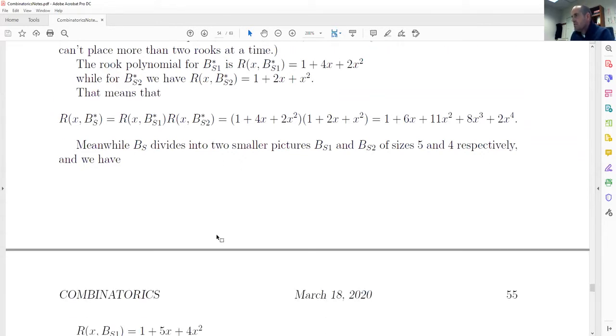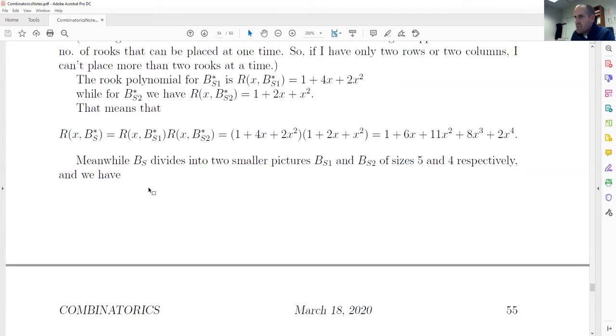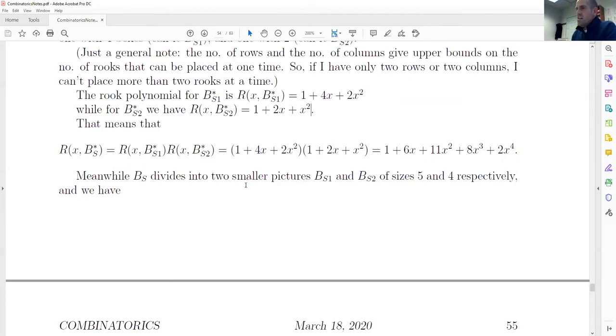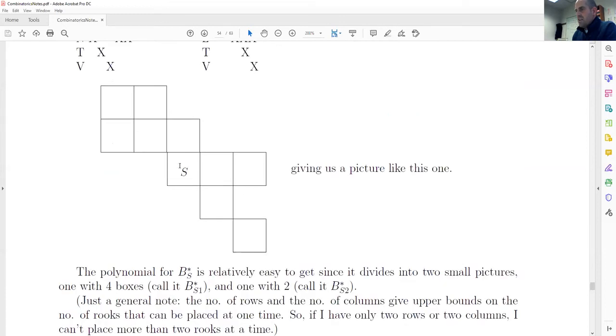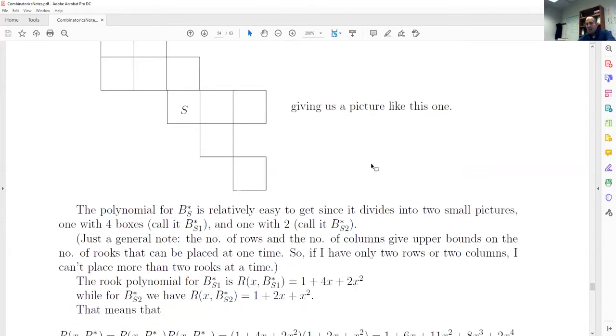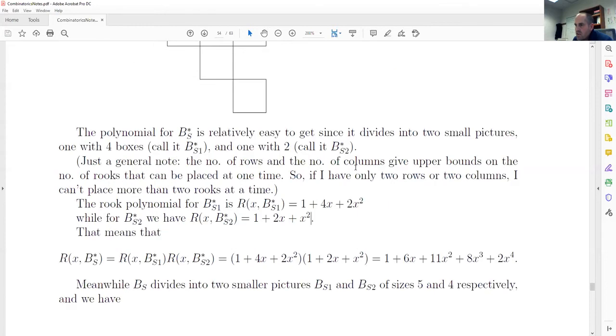Meanwhile, sounds like some kind of comic book thing here, but meanwhile, BS, okay, B sub S. Now you get rid of this guy, right? Remember, BS means I'm just eliminating S itself. I'm not eliminating its row and column anymore, okay? I'm just eliminating that itself, but that still divorces the boards. And I basically have 5 squares like this, and then I have 4 squares over here. So that's what BS is. It's 5 squares on the left and 4 squares on the right.